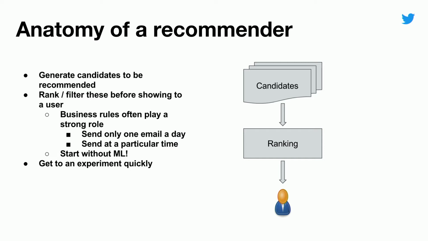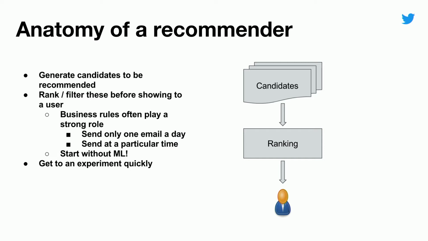That's the first step. The second step is to rank and filter these before showing them to a user. And often when you're starting off building a recommender system, you want to rely on business rules to bootstrap it. For example, some business rules that we have are, we want to send only one email a day, or we want to send this email at a particular time.